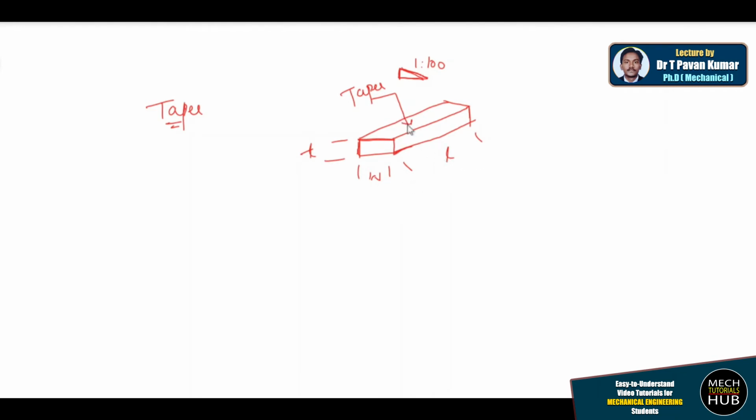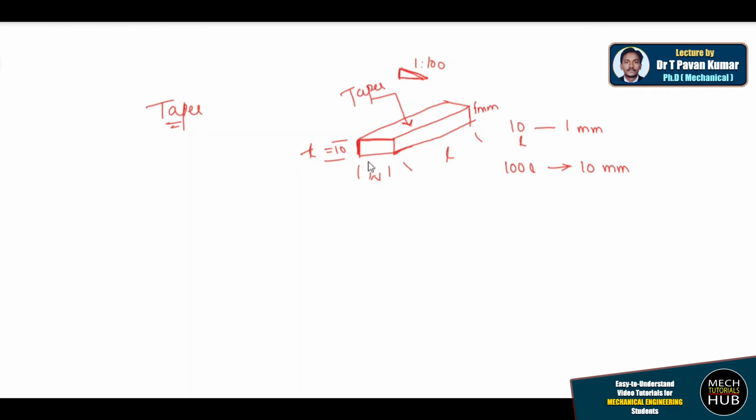For example, if the top surface is maintaining a taper of 1:100, it means for every 10 mm of length there should be a reduction of 1 mm in the thickness. So for a length of 100 mm, what should be the reduction? It should be 10 mm. For example, if the overall length is 10 mm, then there should be a reduction of 1 mm to the other side. That is what taper is all about.